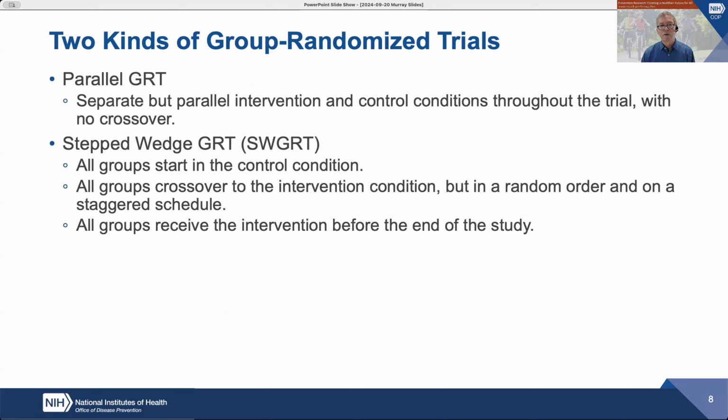The alternative group randomized trial is a stepped wedge group randomized trial. All groups start in the control condition. They cross over to the intervention condition on a staggered schedule in a random order. And by the end of the study, all groups are in the intervention. So that is what separates parallel and stepped wedge group randomized trials, and we're going to talk about both of these.